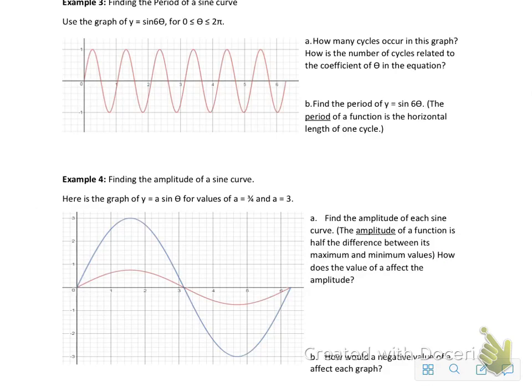Find the period of a sine curve. That's what this topic is over. This is the graph of y equals sine of 6 theta. The first question it's asking is how many cycles occur in this graph? A cycle is going from the starting point to the next starting point. So if I go up and around, it comes back one more time here. That's one cycle. Then I would do it again. That's another cycle. It goes all the way through, up, down, and back up. So that's another one. So that's 3.